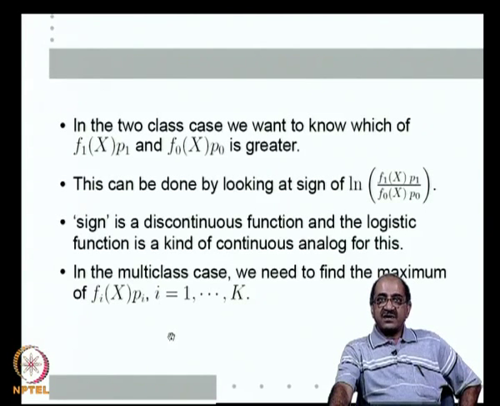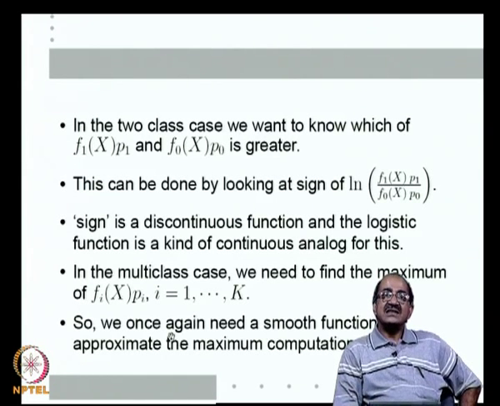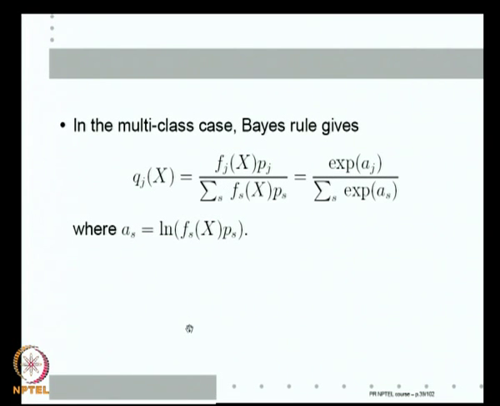So, which means we need a function. Maximum also is a non-smooth function, not differentiable. So, we essentially need some smooth function to approximate the maximum computation, right. That is essentially what we need to generalize the logistic regression to the multi-class case. So, let us look at a suitable function for this.